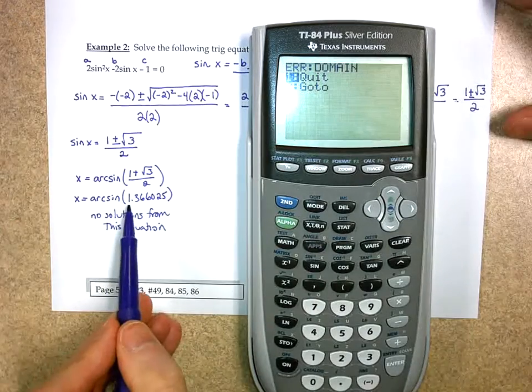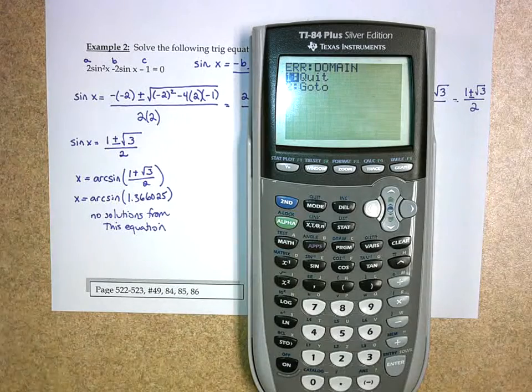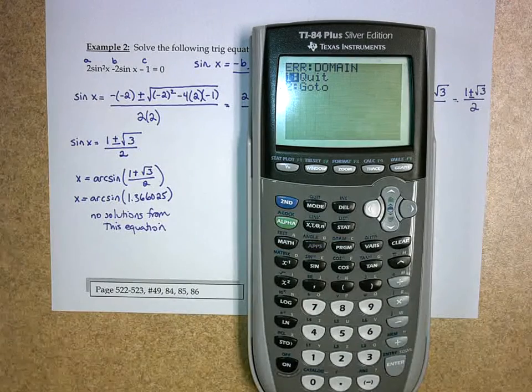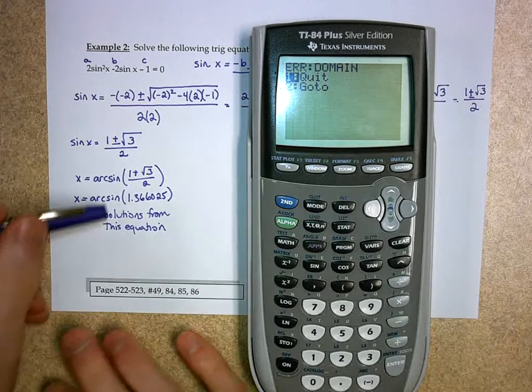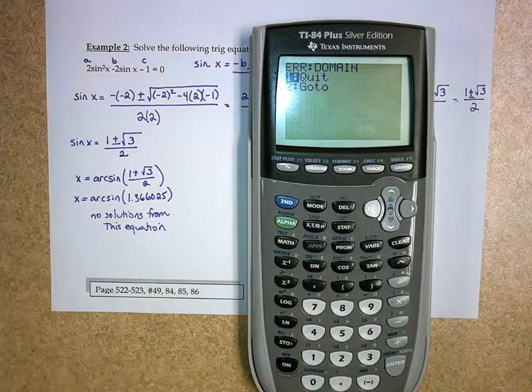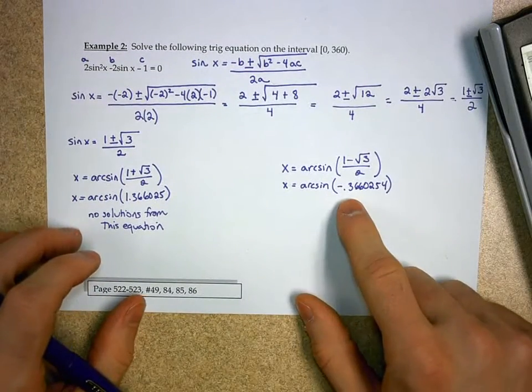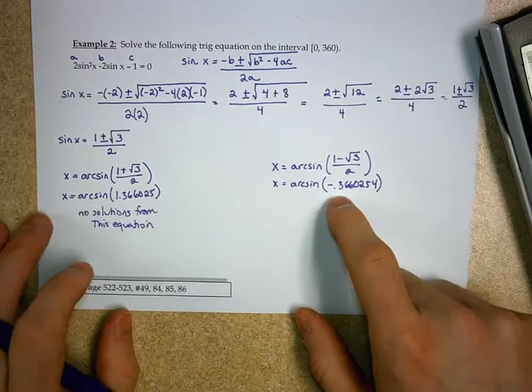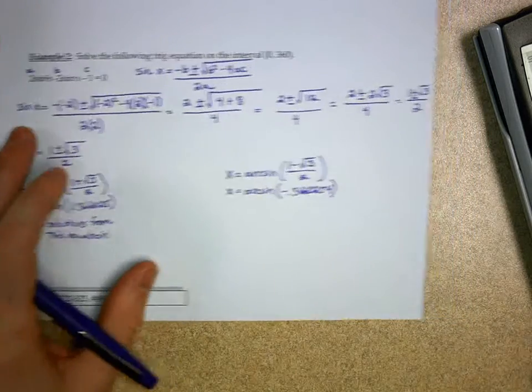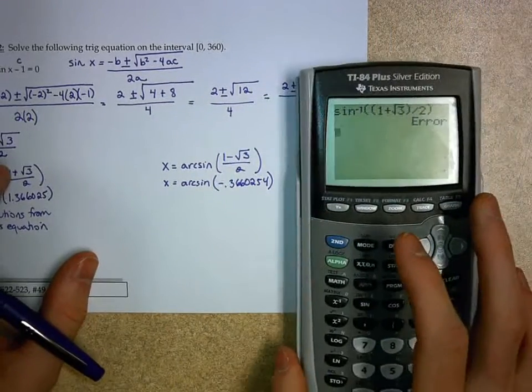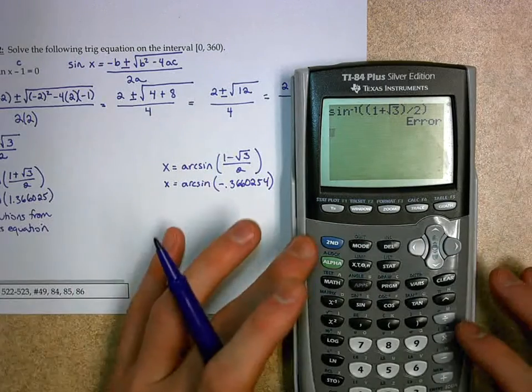And that should make sense because if I look at this arc sine, that number is larger than 1. And what we talked about in the previous chapter was that the domain for arc sine is from -1 to +1. So the fact that that's larger than a +1 makes sense. I'm going to get a domain error. Now this one right here I can see is -0.366. So I should get a solution from that, since that is between -1 to 1.